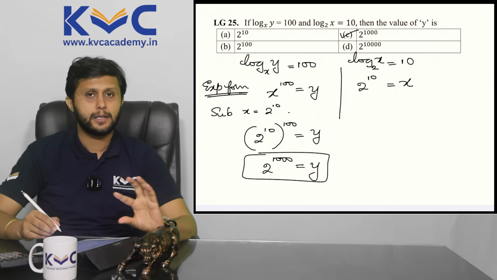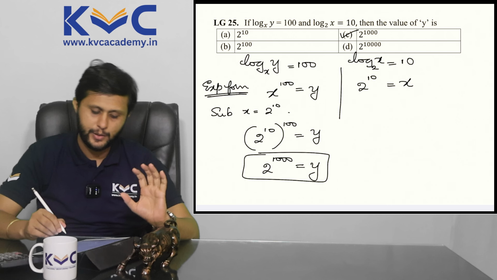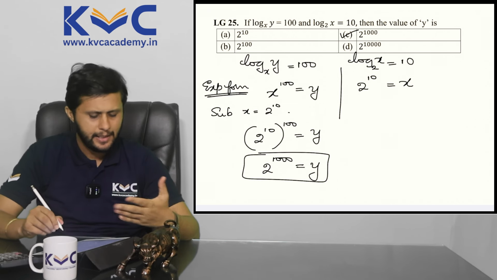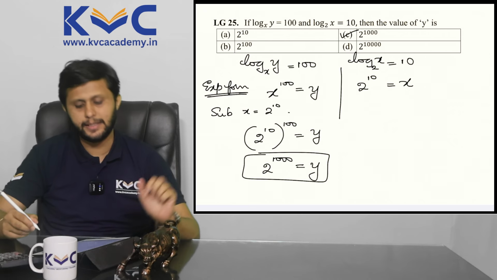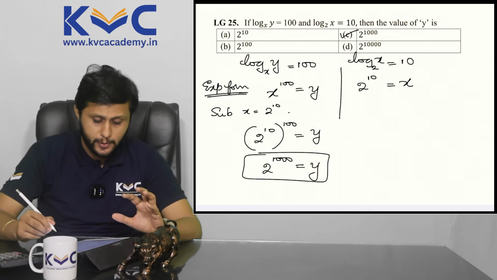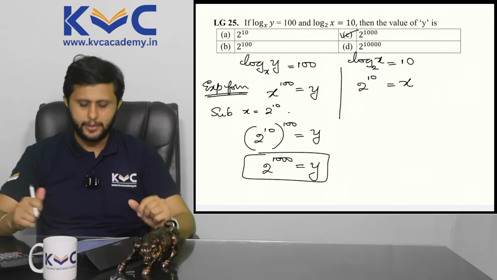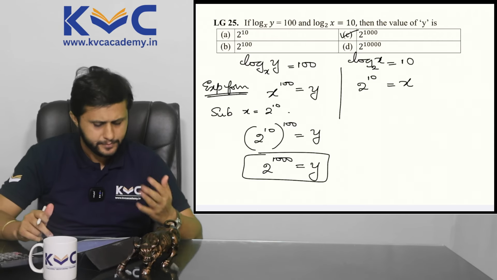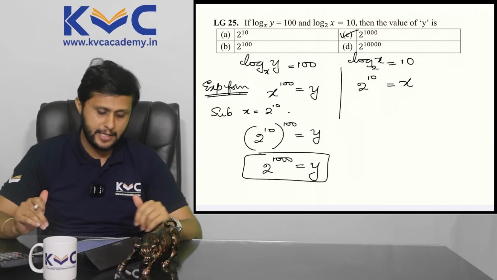Again, we have used logarithm to exponential form to get the answer. First, I got y in terms of x, x to the power 100. Then I realized there is no x in the option. Then the second term which is given there also, when I convert it to exponential form, I got x equal to 2 to the power 10. Now we are just merging to get the answer. Y is equal to 2 to the power 1000. Couple of more questions remaining. We are almost at the end of this chapter.